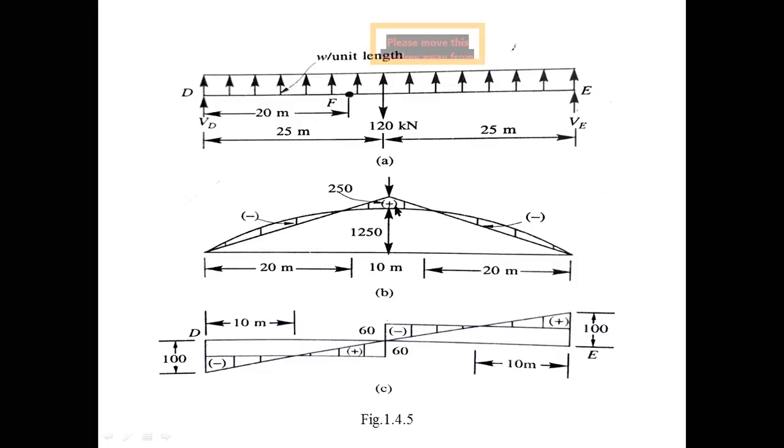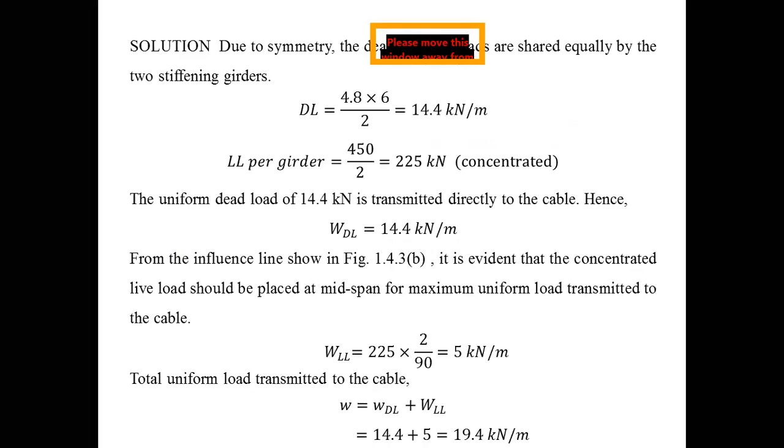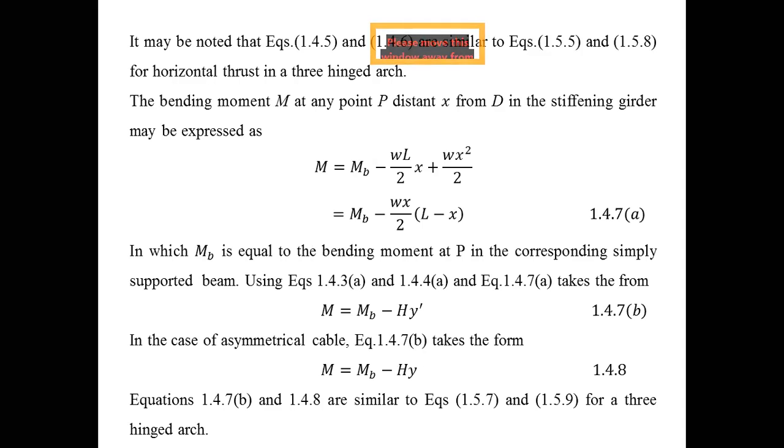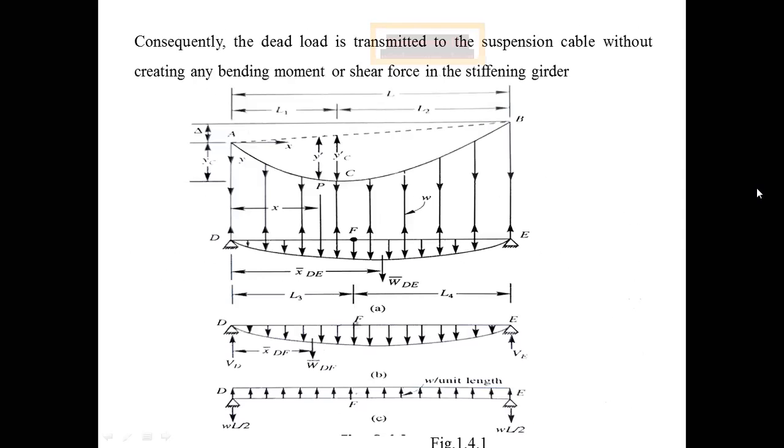So figure A is given. The cable and girder are connected with hangers. I showed you the suspension figure first, do you remember? This one. So this is the suspension cable and DE is the girder, and these two, the girder and cable, are connected by hangers. These are the hangers.